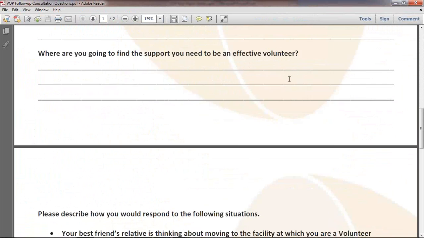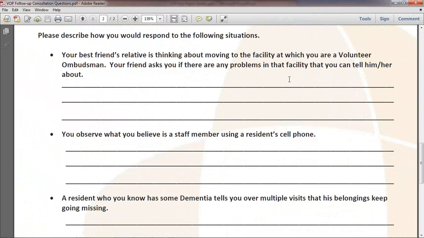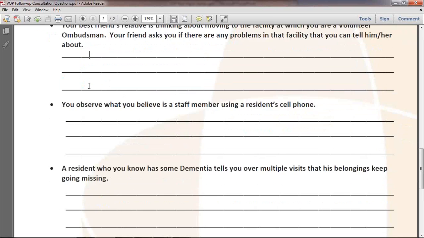But we also want to ask them some final scenarios. So here's a situation, how are you going to handle it? Your friend's relative is thinking about moving to the facility at which you're the volunteer ombudsman, and they ask you if there are any problems in that facility. We want to hear them say, the information I have about that is confidential, but try to refer them to some public information.